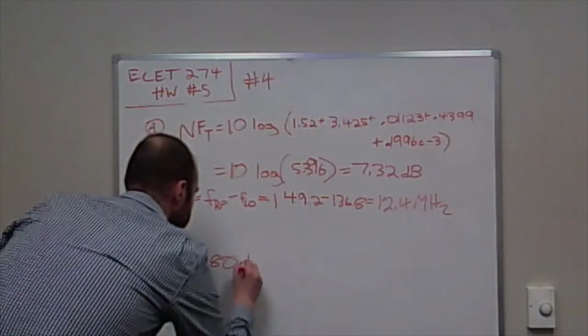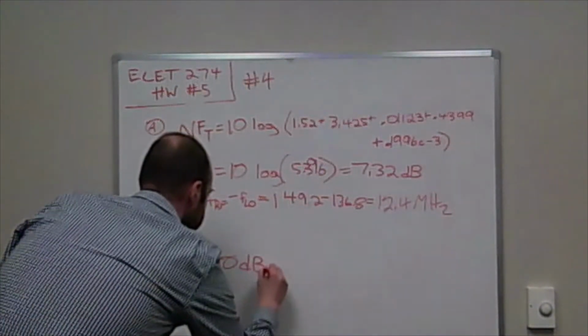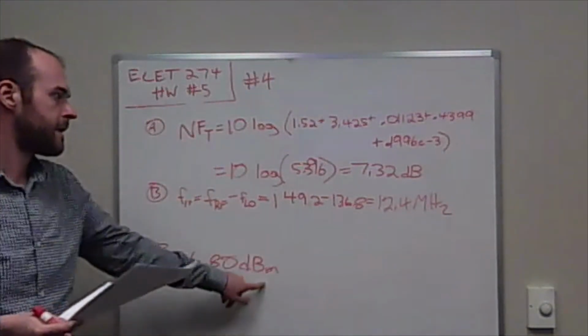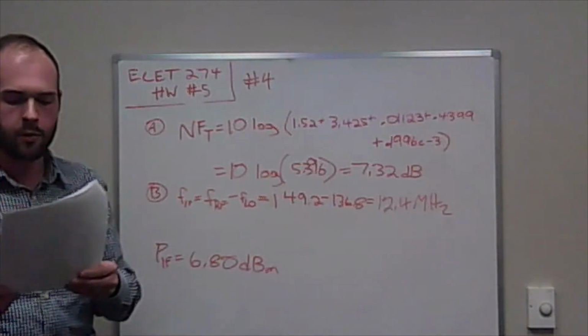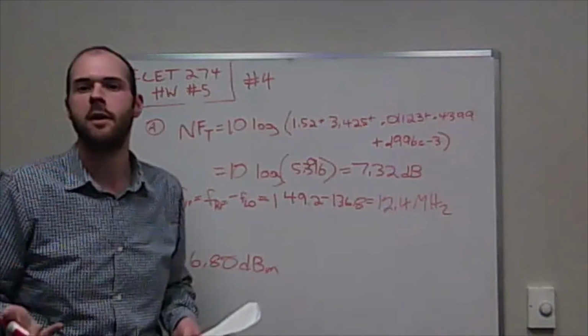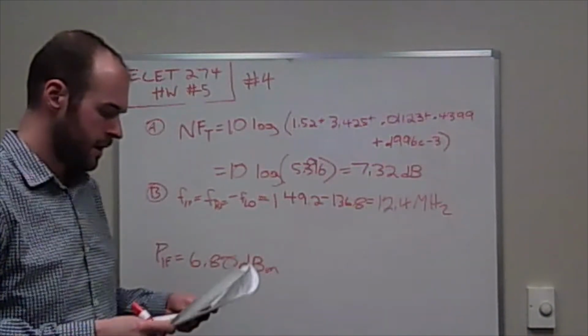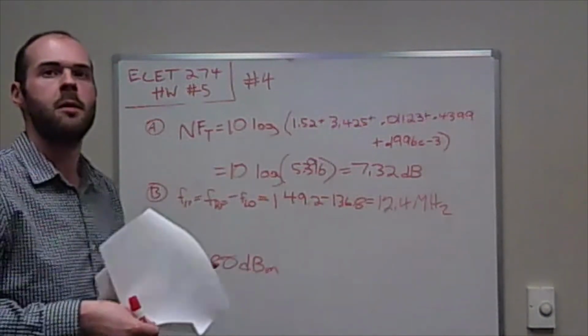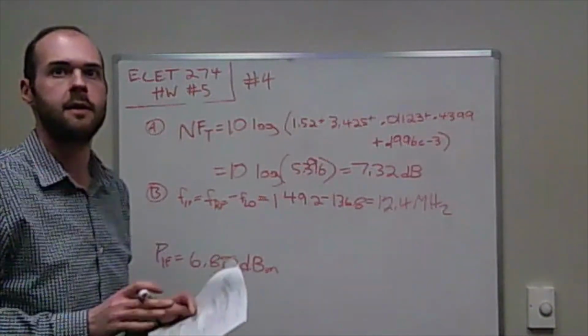6.80 dBm. Remember that it's in dBm because we're using that unit for our incoming signal as well. Using dB for each device does not change that. So that takes us to the end of problem number 4, and that's all of homework 5.